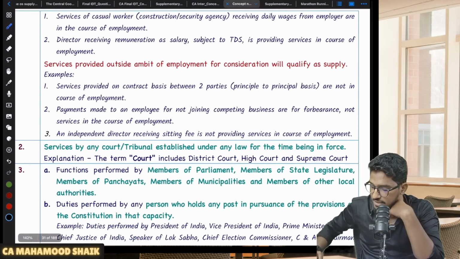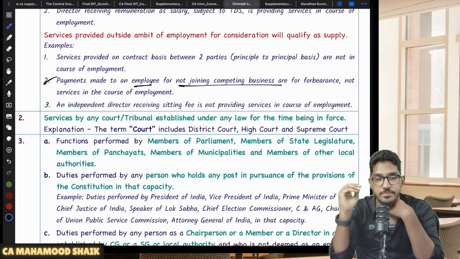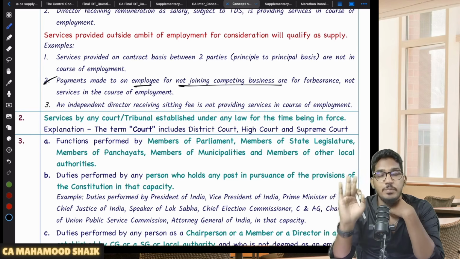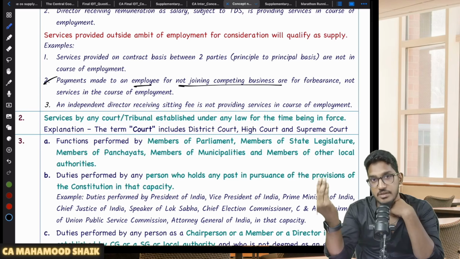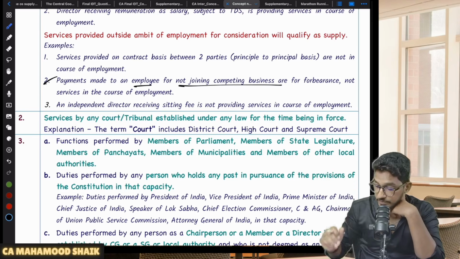And also a few more things I will try to explain it here. Very important for examination perspective. Payments made to an employee for not joining competing business. Let us say, for example, for my employee, I'm paying some 1 lakh rupees so that he will not go and join my competitor. That is not the amount paid in the course of employment. That amount I'm paying it for not joining another business that is outside of the course of employment, that will be treated as supply of service only.